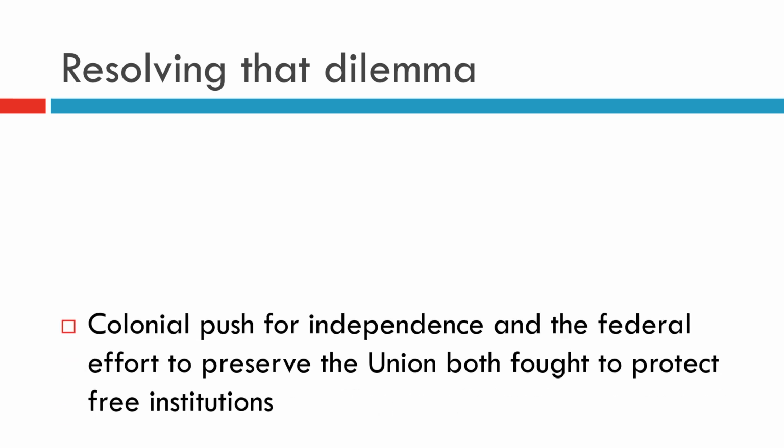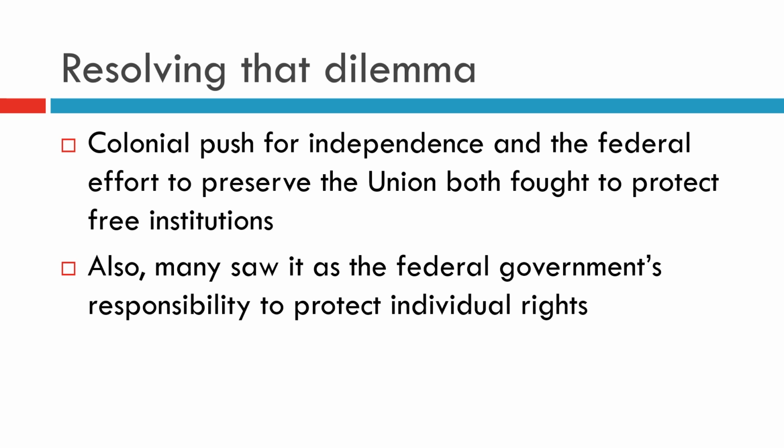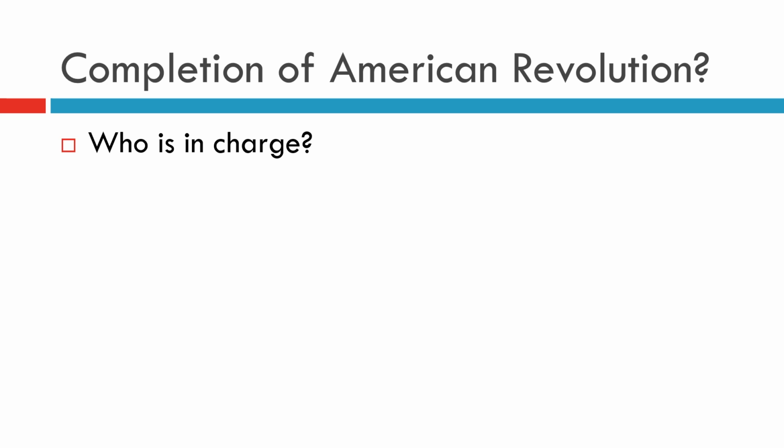One way to resolve that dilemma is to say that the colonial push for independence, as well as the federal effort to preserve the Union during the Civil War, both were fighting to protect free institutions, and many people, including many of the founders and framers of the government, started to see that the federal government had a responsibility to protect the rights of individuals, whether it's the Bill of Rights in the constitutional ratification period, or now in freeing the slaves and ensuring legal protection of the law. Many people also consider the Civil War and Reconstruction as the final phase of the American Revolution because it sort of answers the question that we've asked in class about 150,000 times of who's in charge.